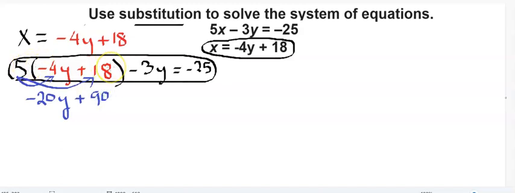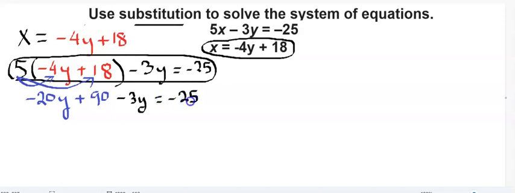That's where the 90 comes from. 5 times 8 is 40, that's a 0, remain 4. 5 times 1 is 5, and 5 and 4 is 9. So that's 90. Bring down the minus 3y, and that is equal to negative 25.